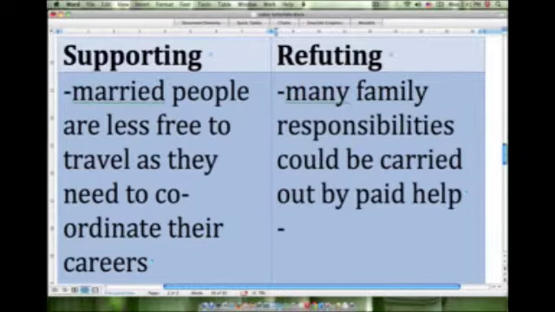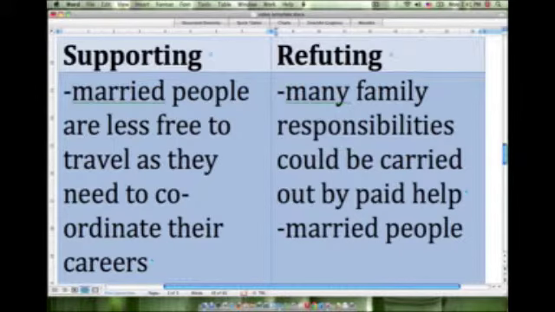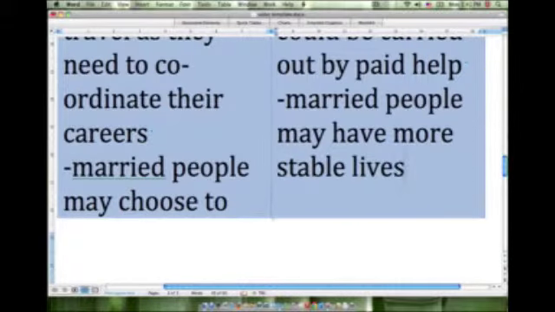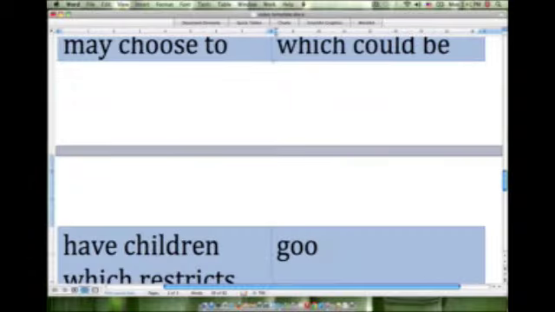Now, another idea could be perhaps that married people tend to be more settled than single people, and maybe that this is a healthy thing for their career. So maybe something like married people may have more stable lives, we'll say. May have more stable lives. Maybe something like which could be good for their corporate image.